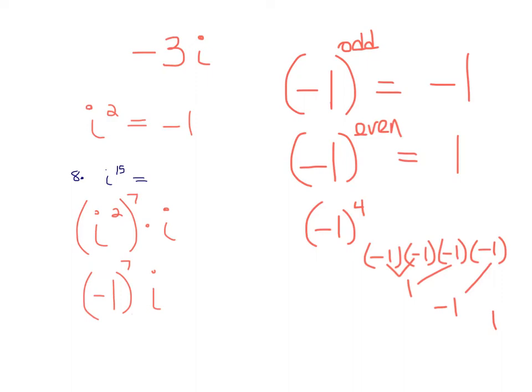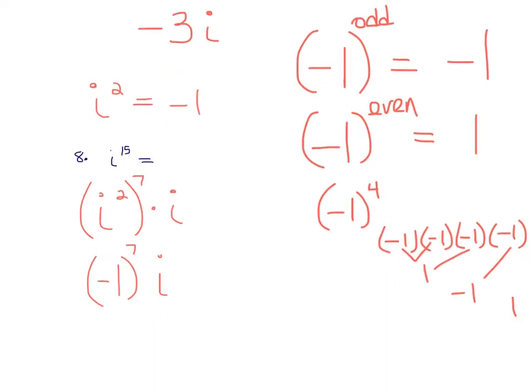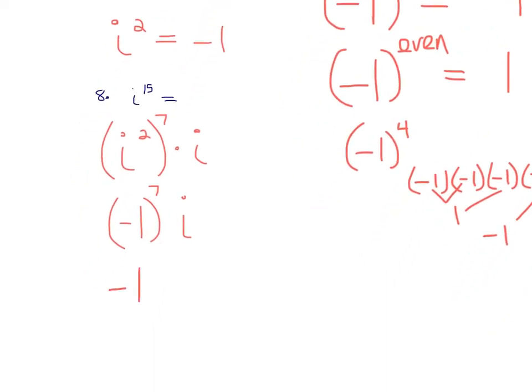Now, someone in my other class said, but why can't I look at the problem right when I start and see if it's even or odd? It doesn't work that way. You have to break it down and then look at the exponent that you've gotten when you break it down. So I've broken this one into i squared to the 7th times i. So 7 is an odd number, so this is -1 times i, and my answer is -i. After you do a couple of these, it'll get easier.